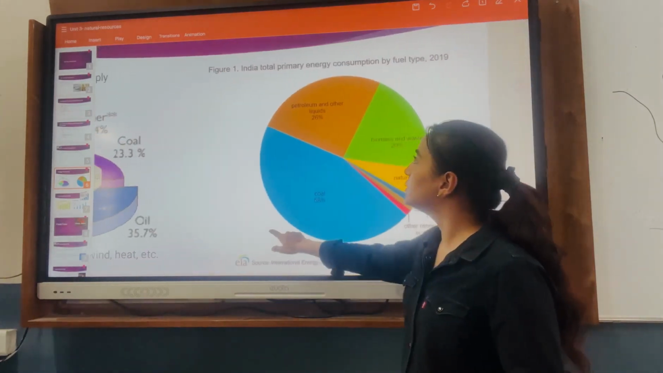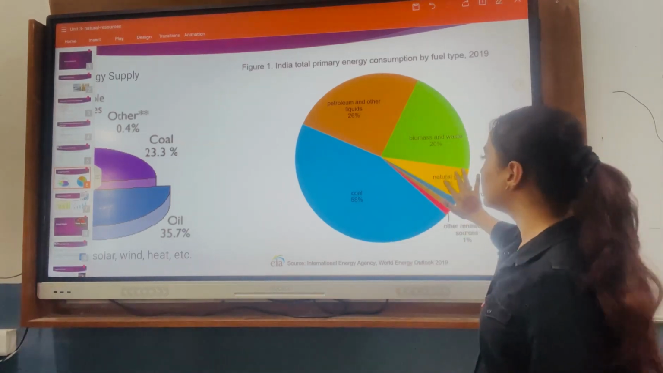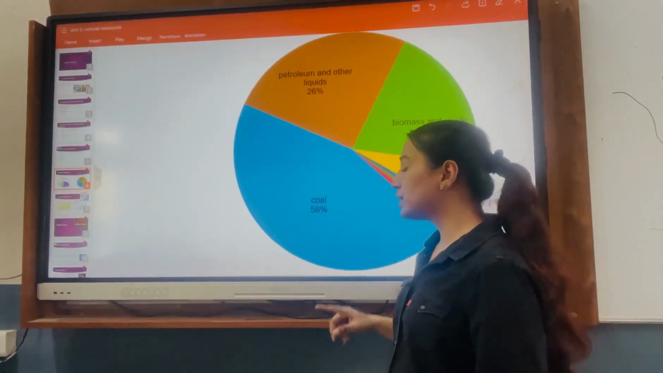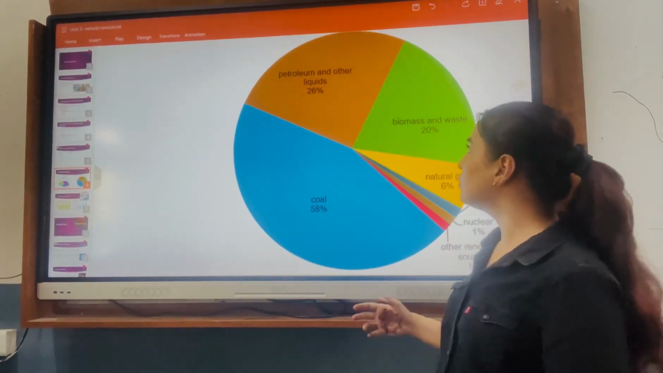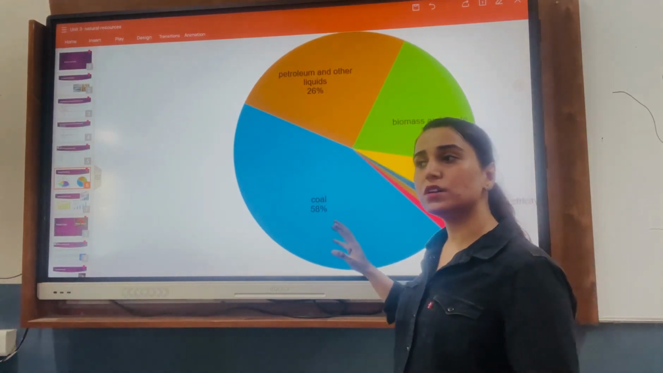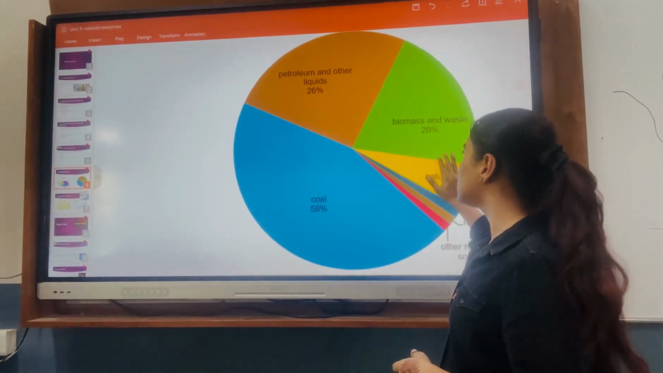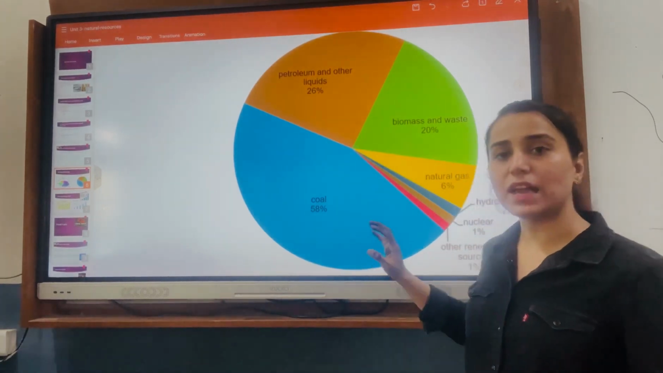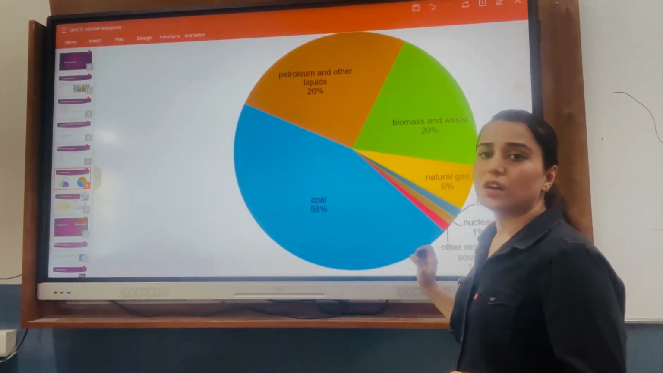Then another graph shows total primary energy consumption, this is 2019 data. Here you can see most of the utilization is through coal, around 58%. Then we have petroleum and other liquids, around 26% of the energy supply, and biomass and waste around 20%. Natural gas, interestingly, accounts for only 6% of the total energy consumption.